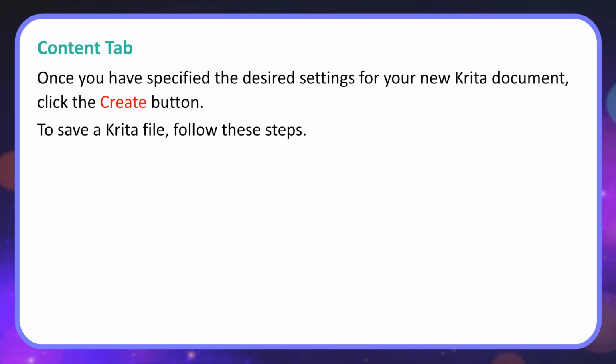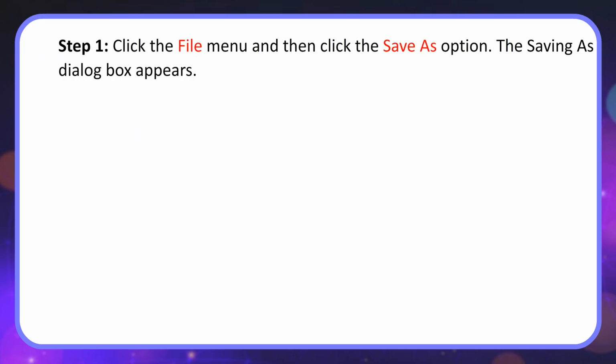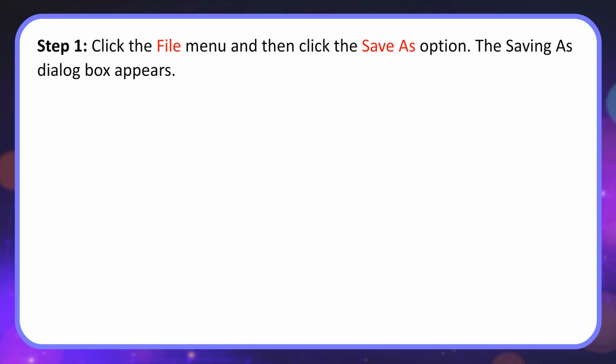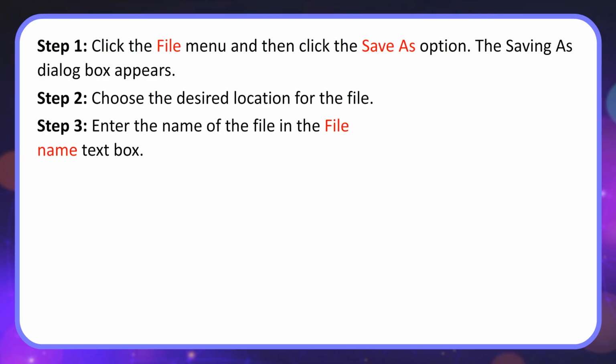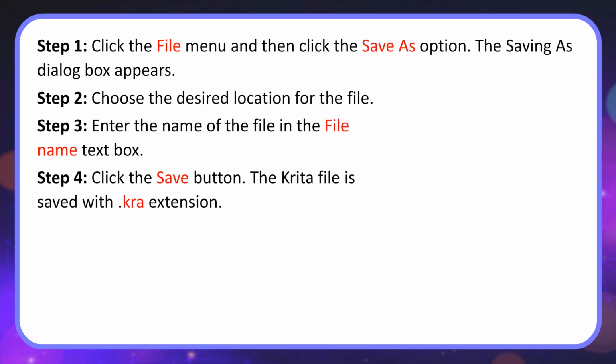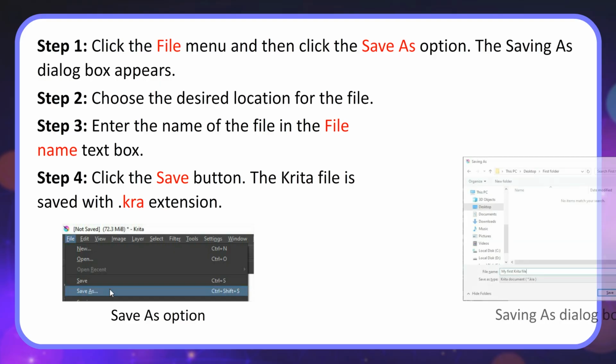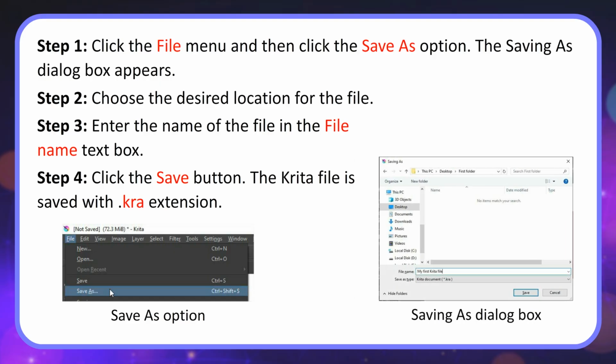To save a Krita file, follow these steps. Step 1. Click the File menu and then click the Save As option. The Saving As dialog box appears. Step 2. Choose the desired location for the file. Step 3. Enter the name of the file in the File Name text box. Step 4. Click the Save button. The Krita file is saved with Krita extension. Save As option. Saving As dialog box.